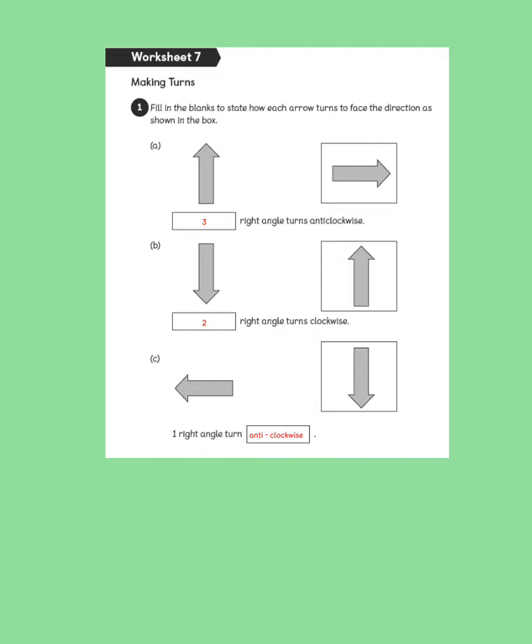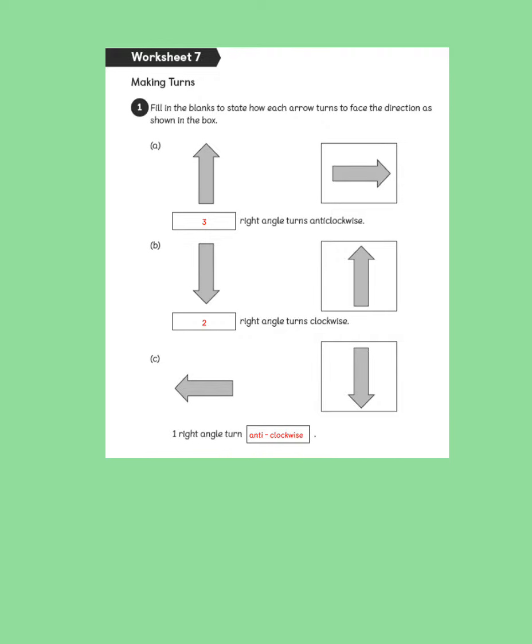How many right angled turns anti-clockwise that arrow needs to make to end up looking like the arrow in the box? And the answer is 3 right angle turns anti-clockwise, or 3/4 of a whole turn anti-clockwise. Well done if you remembered that.